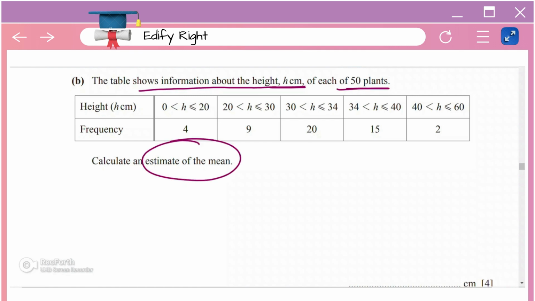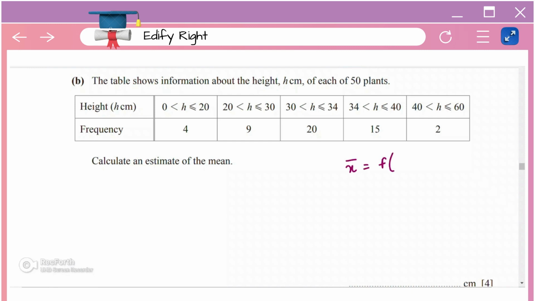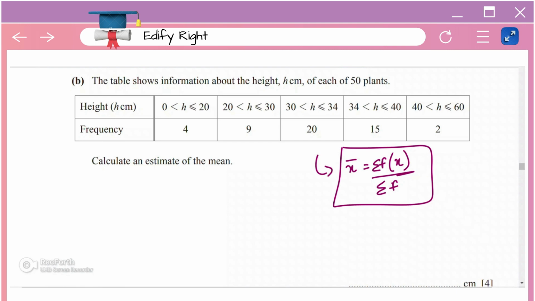The table shows information about the height in centimeters of each of 50 plants. So here you're asked to calculate the estimate of the mean. So this is grouped data, as you can see. To calculate the mean, you just have to multiply the frequency with the height, in this case with the data, divided by the sum of the frequency. So this is summation. This is the formula for calculating the mean over here.